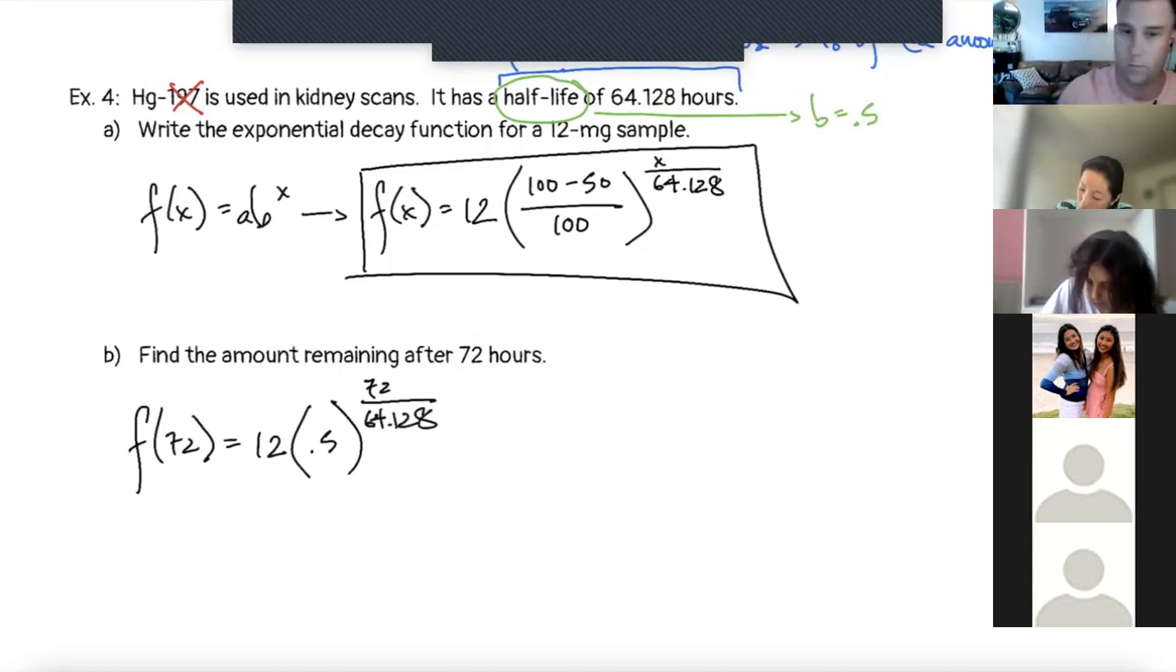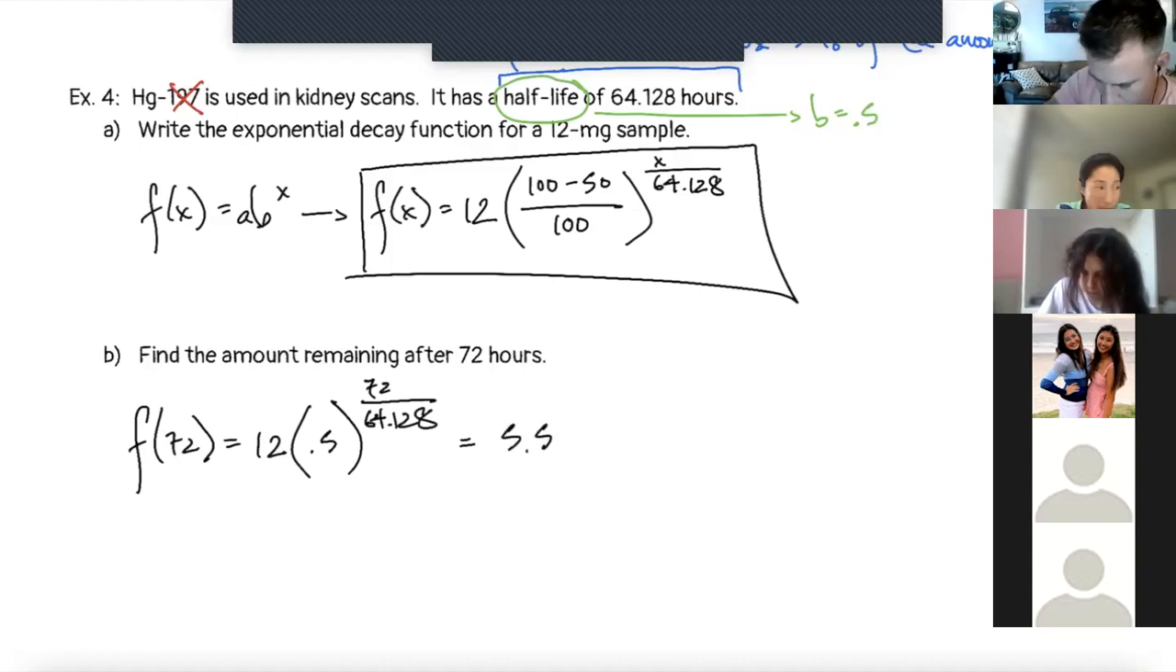I'll give you a moment to put that into Desmos. You want to make sure that you got all the parentheses and division symbols, but confirm my answer. I got 5.510 milligrams.